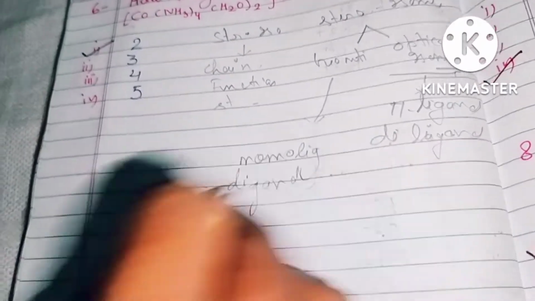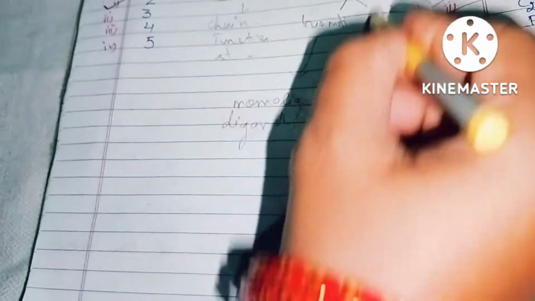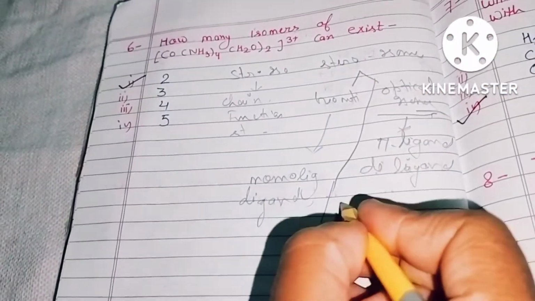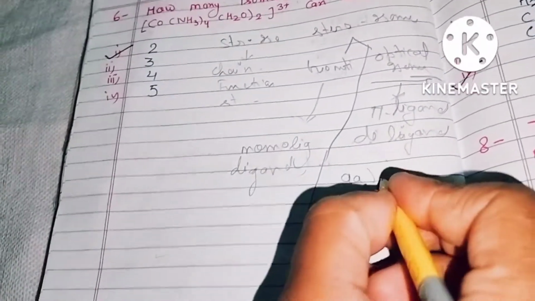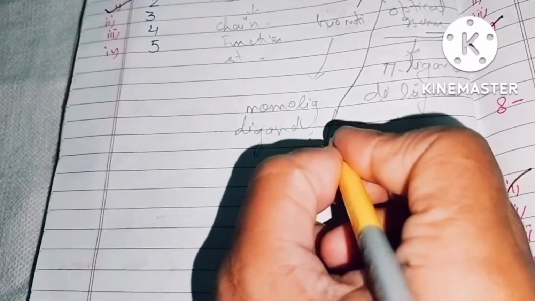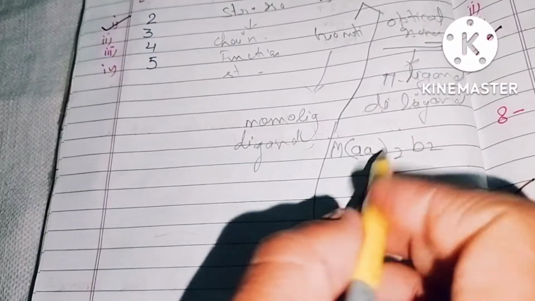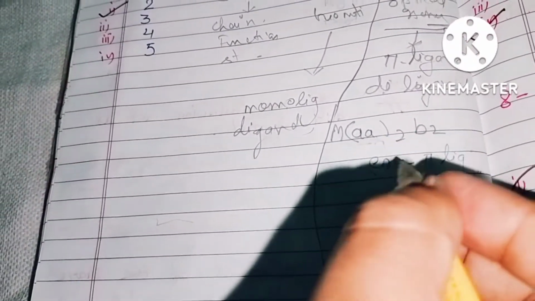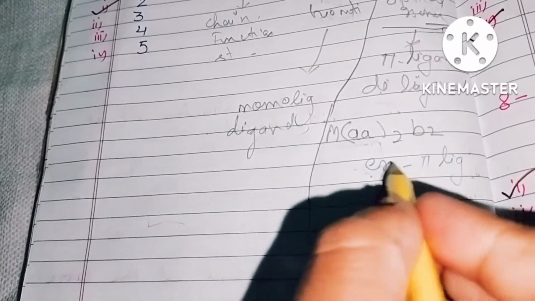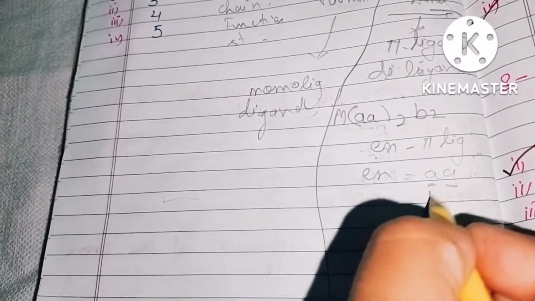Examples of optical isomers are like M A2 B2 or M(AA)2 B2. In this case A is diene, like en is a pi ligand. Others show en equals AA. It means A is a pi ligand.